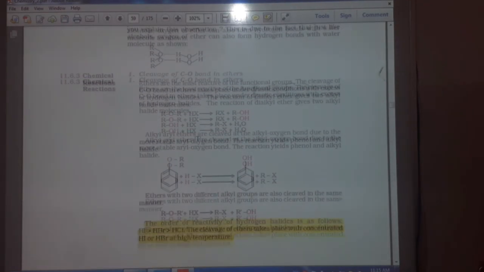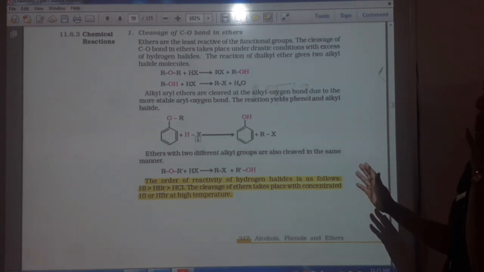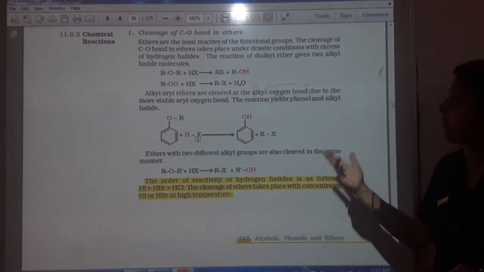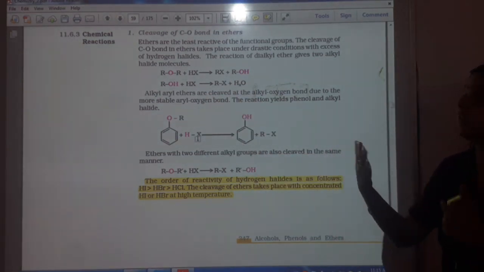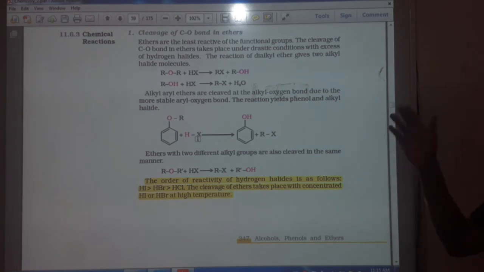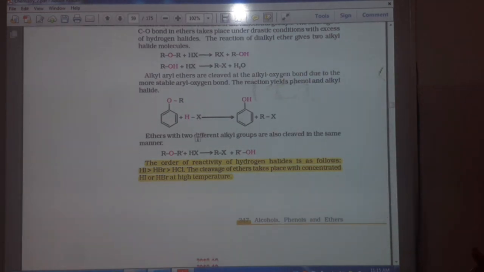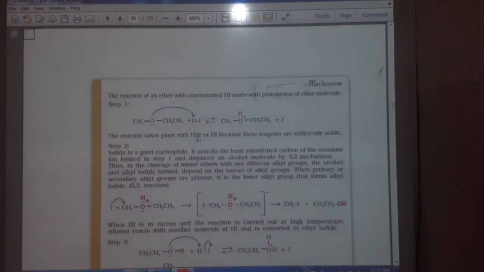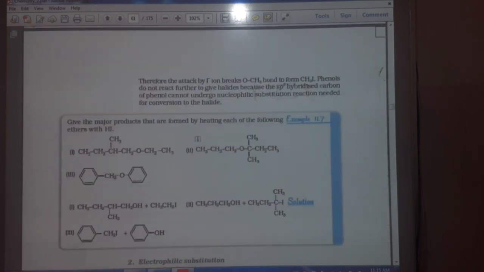Properties, just go through. In chemical reactions you have the cleavage of the C-O bond. The most important reaction of ethers: when they react with hydrogen halides, you know what should happen? They give an alcohol, because when these two react, you get an ether. So the reverse reaction is the property of ether. Ethers on reaction with hydrogen halides give an alkyl halide and an alcohol. The order of reactivity will be HI greater than HBr greater than HCl. You just have to go through this, children.